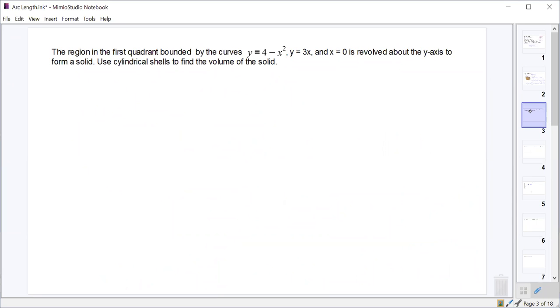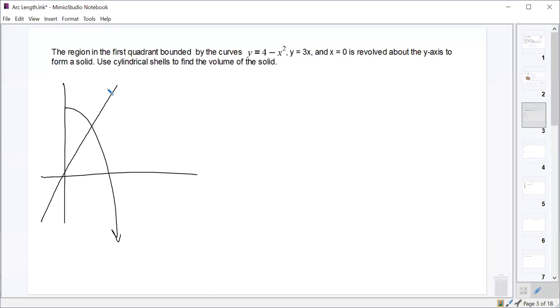So we're going to take the region in the first quadrant that is bounded by 4 minus x squared. So that's going to look something like that. And the curves y equals 3x, which is, if I could get that to go through the origin, that'd be better. Y equals 3x, and x equals 0. So that's our y-axis, right? So we're bounding this region right here. I'll sketch it in a lighter color. This region, and we're going to revolve it around the y-axis.